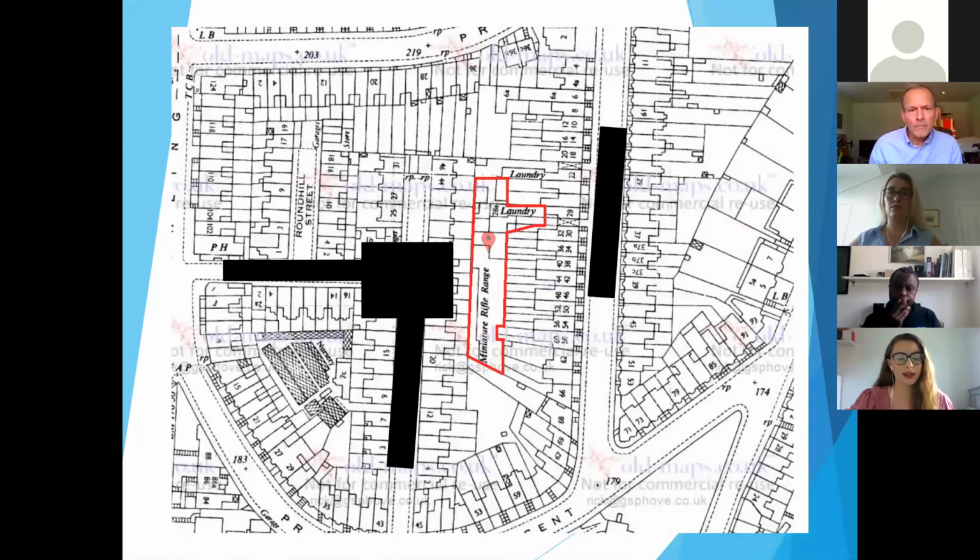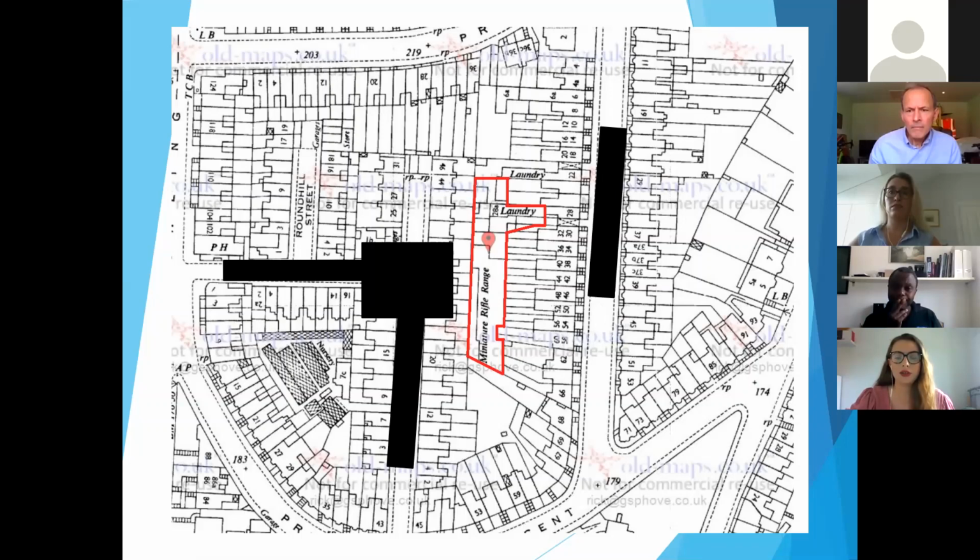This map is taken from 1954. You can see the site was previously occupied by a miniature rifle range as well as a laundry. Older laundries use toxic chemicals which can pollute the soils and groundwater, as well as emitting volatile organic compounds, or VOCs, into the air, which when breathed in are toxic.